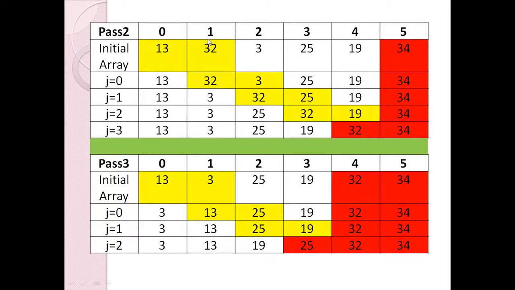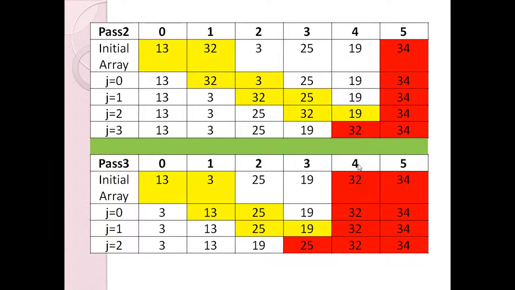Then comparison of 1 and 2 is performed and elements are swapped. Then element 2 and 3 compared, swapping is performed. Then element 3 and 4 compared and swapping is performed. Finally, this 32 reaches its appropriate place. So now these two elements are sorted. This last comparison, fourth and fifth, is not required in pass 2, as you know that 34 is already in the right place. Then come to pass 3.